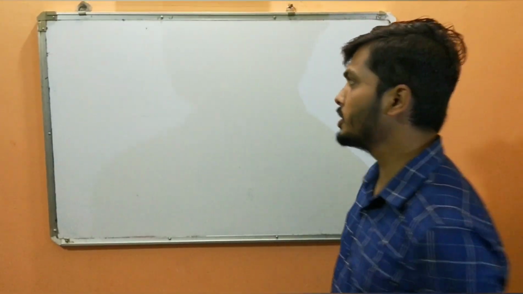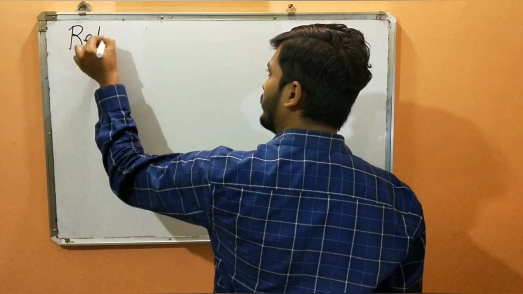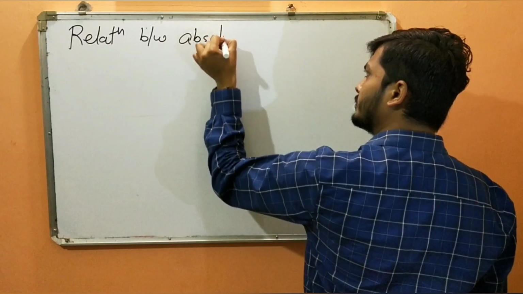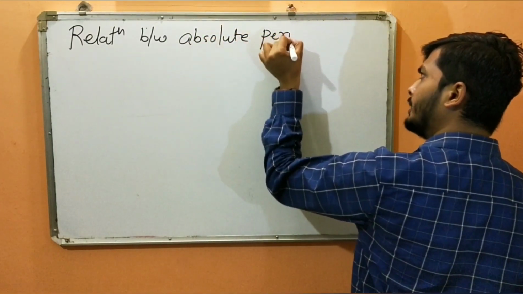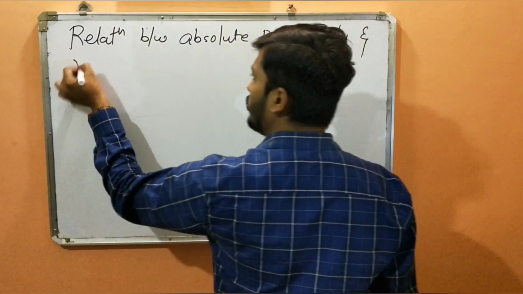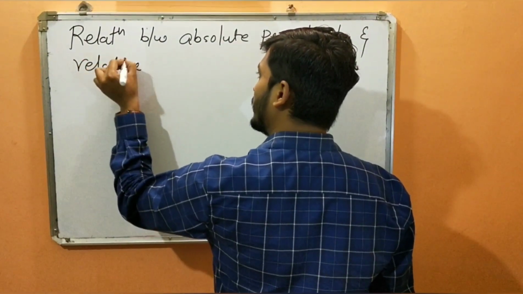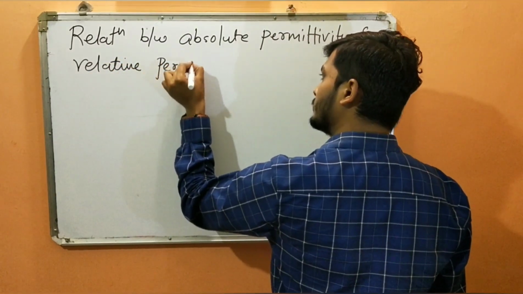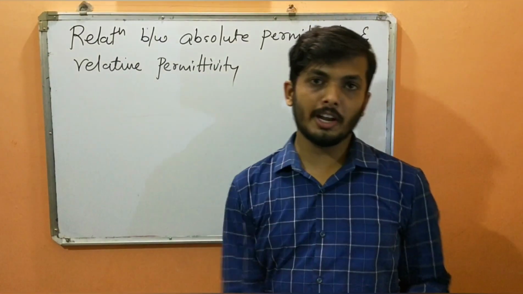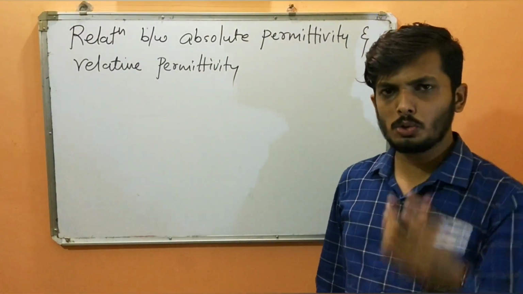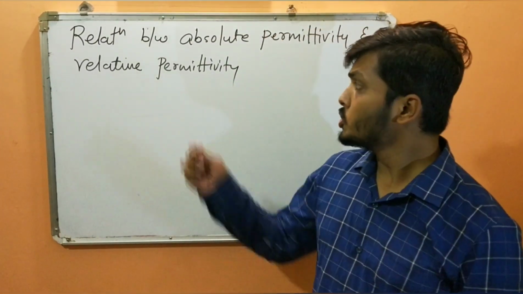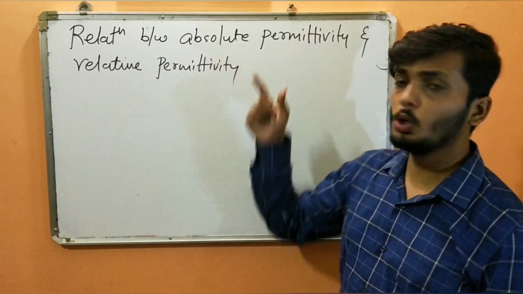Okay. Now the last concept that we are going to study is the relation between absolute permittivity and relative permittivity. Now students, whenever I say the word relative, it is understood that to have a relation, two or more than two things should be there. So, relative permittivity, and what is absolute permittivity?